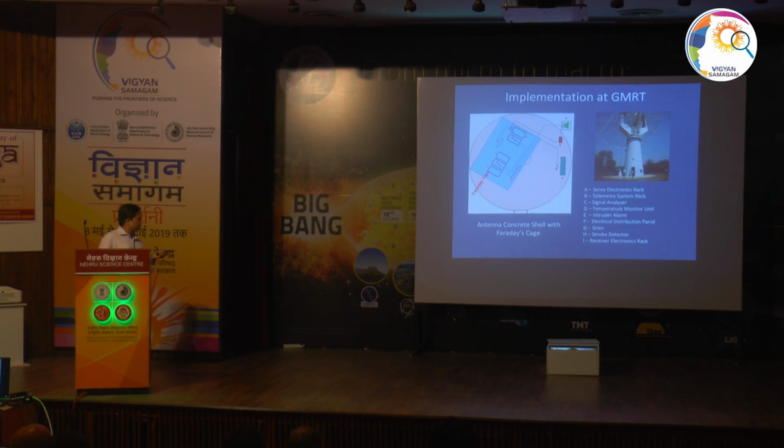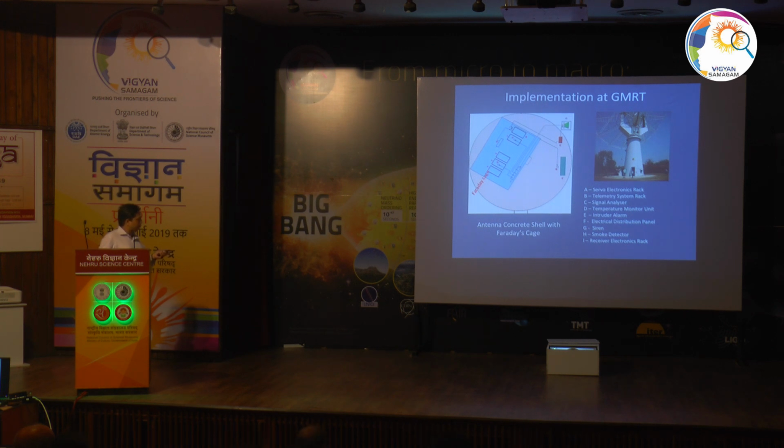So this is how the antenna shelter sentinel system is implemented. I'll start with A. A is the electronics rack. Then B is the telemetry system rack. C is the signal analyzer.